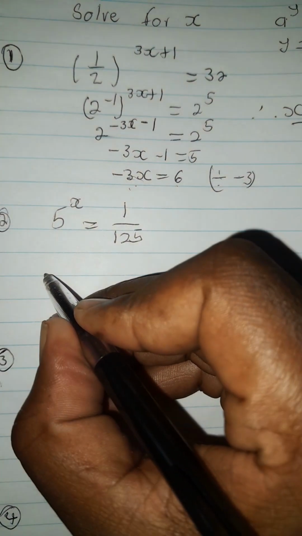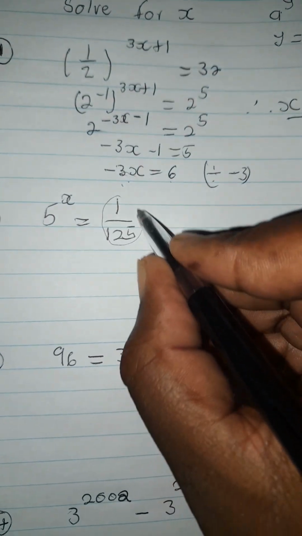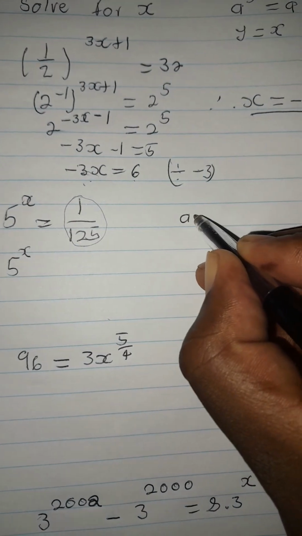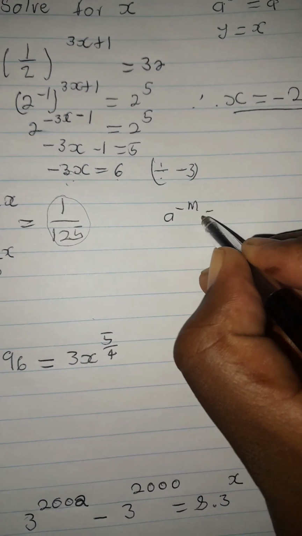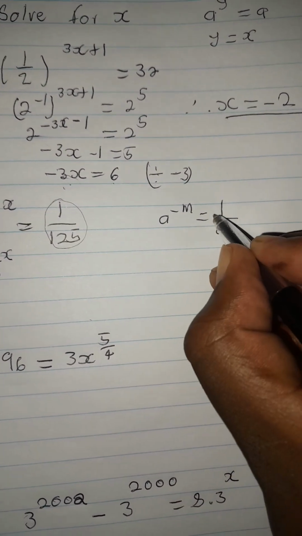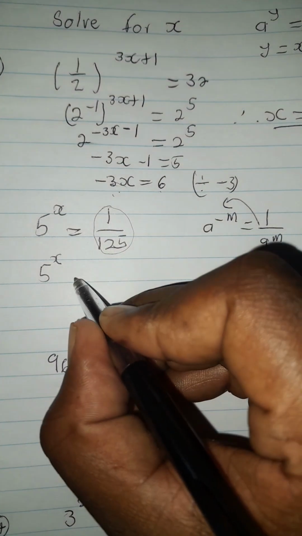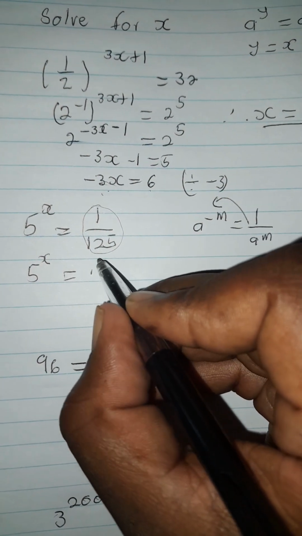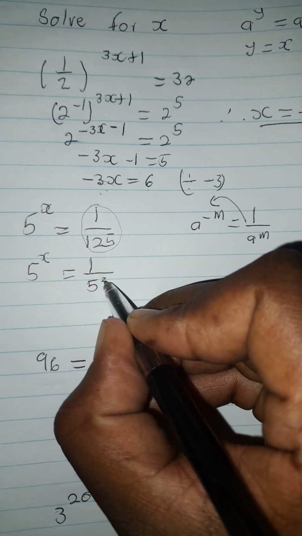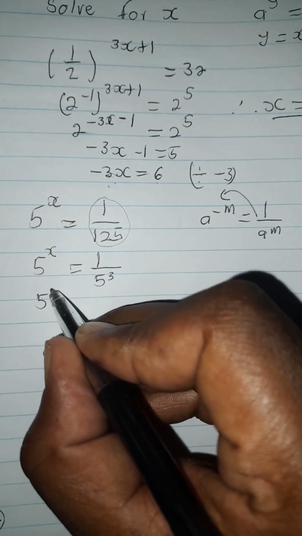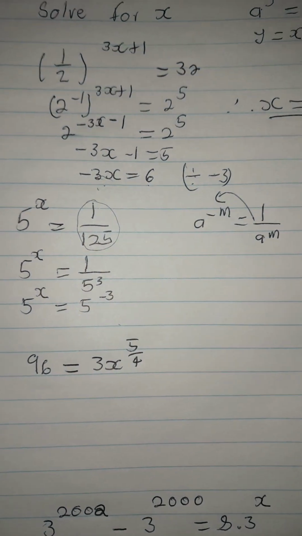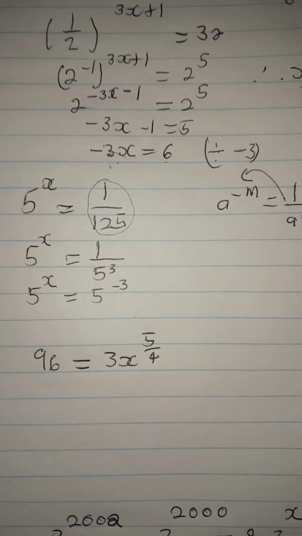Let's work out the second equation. You can see we are given a fraction. Change it to exponential form using a negative law. So this is the law that applies. When you're given a fraction, change it to a negative exponent. So what are we going to have here? We are going to change 125. What is 125? 125 is 5 to the power of 3. So when you change it to a negative exponent, we are going to have 5 to the power of negative 3. Right, you can confirm that using your calculator.